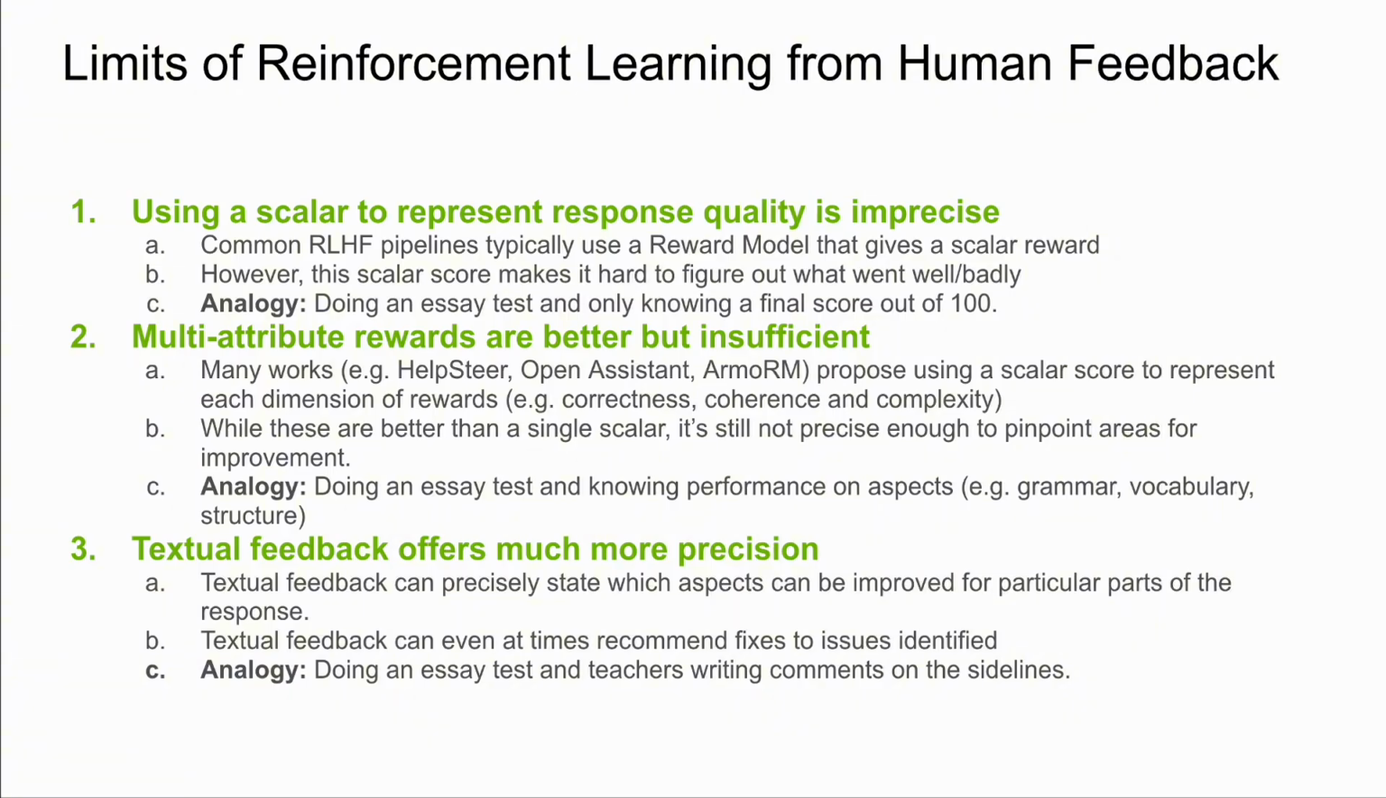Multi-attribute reward models are better. For example, in our CRI method, we propose a way to give individual dimensions a reward. This is similar to doing essay tests and knowing that maybe you got 5 out of 5 on grammar, 4 out of 5 on vocabulary, and 3 out of 5 on your essay structure.